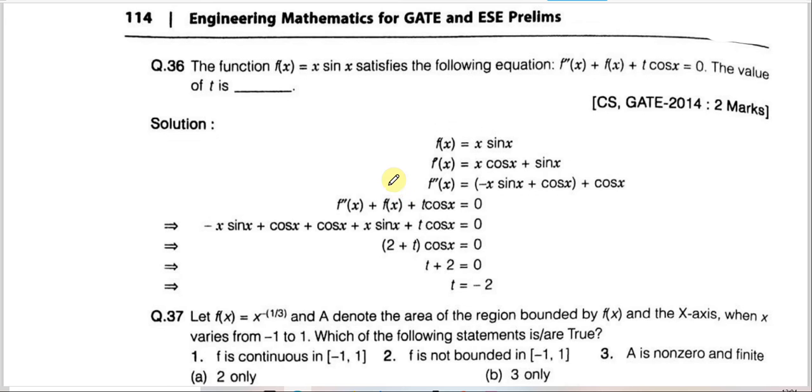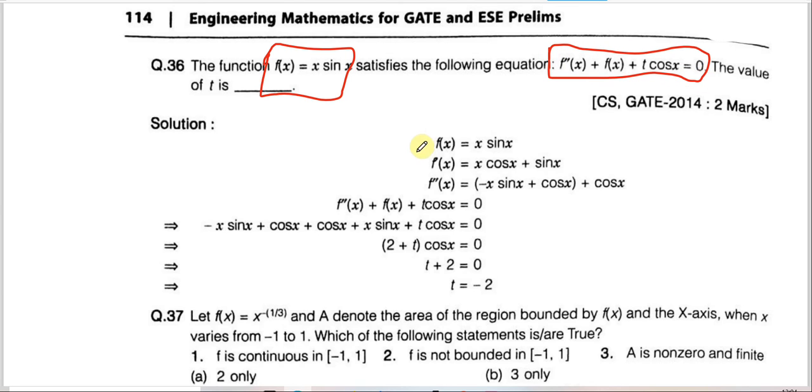Now the next problem is a differentiation problem. If f of x equal to x sin x, then what is the value of t for which the f double dash plus this will satisfy? Simply we have to find the value of f dash and f double dash, and put in this equation, and then you will get the value of t. It's a very easy one.